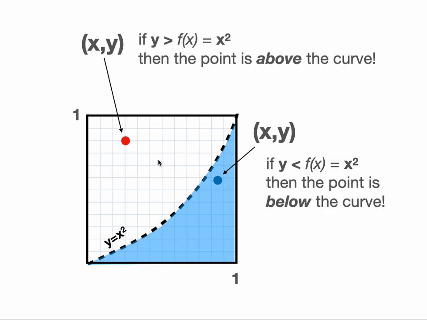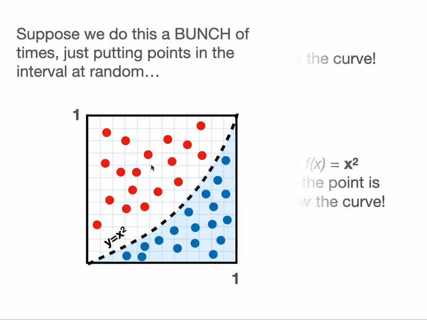So here, if the point falls above the curve, I'm coloring it red. If it falls below the curve, I'm coloring it blue. And then we just do this over and over and over again. We choose a random point, a random x, a random y. We ask ourselves, is the y bigger than f of x? And we mark, is it above or below the curve?